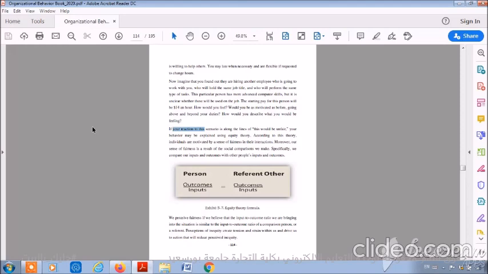So, how would you feel in this situation? Would you be as motivated as before, going above and beyond your duties? How would you describe what you would be feeling? If your reaction to this scenario is along the lines of this would be unfair, then your behavior may be explained using equity theory.